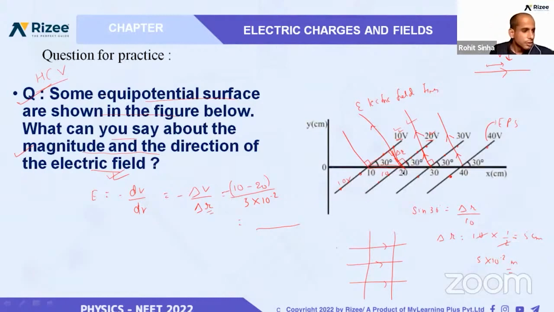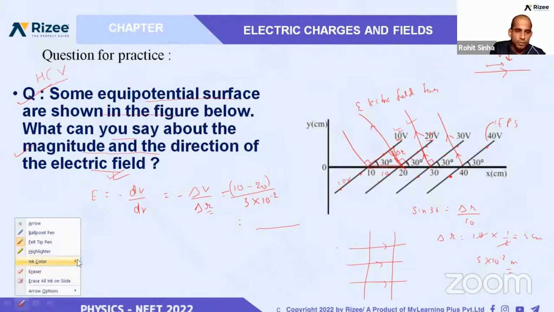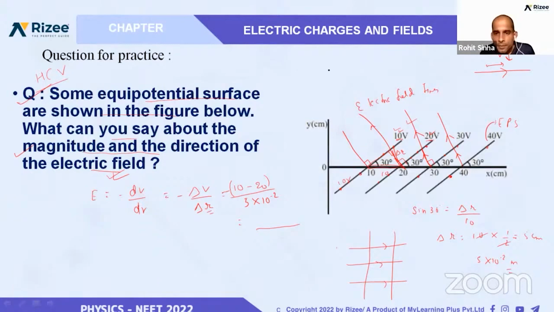Now how can we find it? We can take a value like this. We will use a vector concept. Let's use the vector concept to find the direction of electric field.